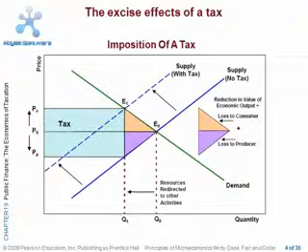If a tax is removed on a product, the price paid by the consumer falls and the price received by the producer increases. Output and consumption of the product will increase. The price changes and resulting change in output are the excise effect of a tax.